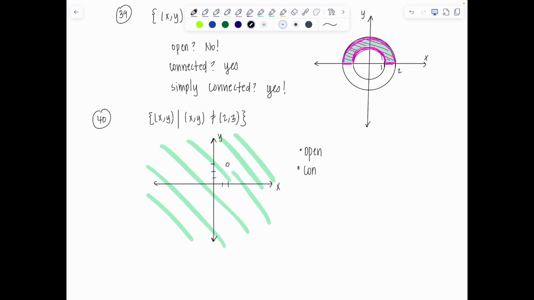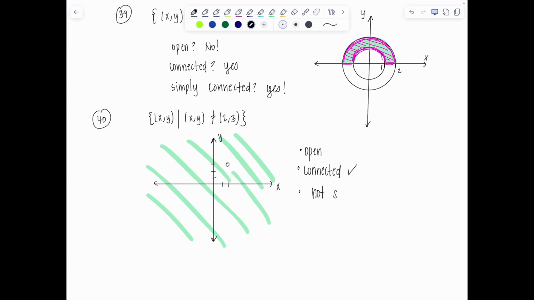Okay, is it connected? Can you get from any point in D to any other point in D staying entirely in D? Yes. And then is it simply connected? No. Why not? There's a hole, right? It's a small hole, but it is a hole. So not simply connected.